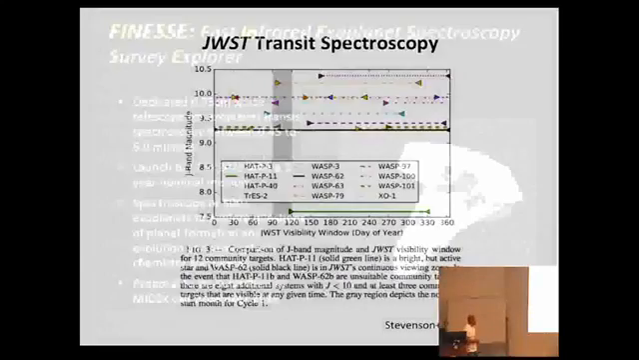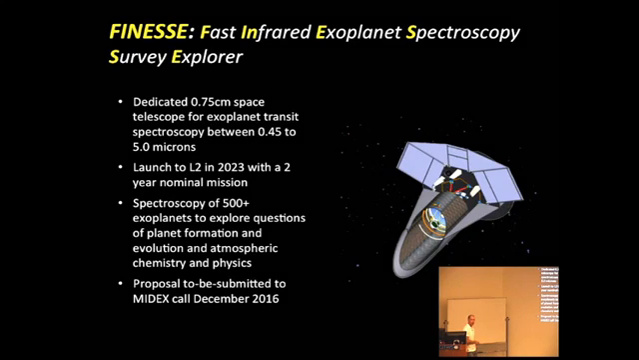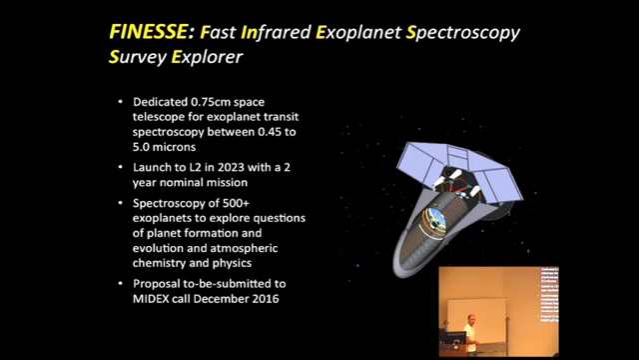We all know about JWST, but will there be science to do beyond JWST in this area? And I think the answer is yes. Some of us in this room are working on a mission called FINESSE, which is being led by Mark Swain at JPL. The concept of FINESSE is a dedicated space telescope for exoplanet transit spectroscopy. And to do not just tens of planets, as we may do with JWST, but hundreds of planets to advance the state of comparative planetology and to a more rigorous statistical footing.